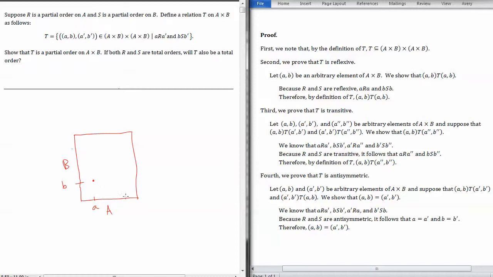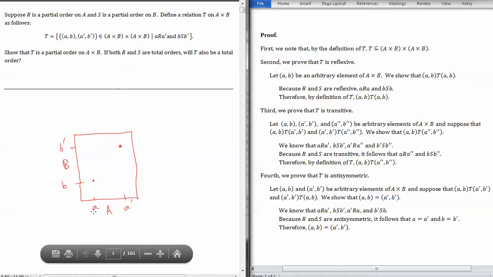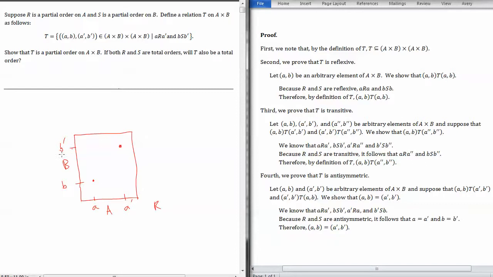And then another point, A prime, B prime. Then suppose that A just has sort of the standard less than or equal to total order, so that things on the left are smaller than things on the right. Well, then you see that here A is related to A prime by whatever relation that is. We're calling it R. And B is related to B prime if we assume that S is also that nice sort of total order on this axis. And so this point AB here is related under T to this point A prime B prime. Basically, it just has to do with the fact that to get from AB to A prime B prime, you have to go up and to the right. That's what it means for these to be related in T.